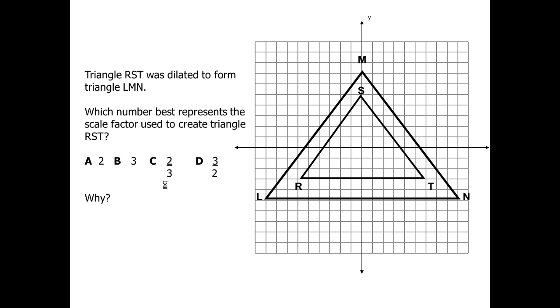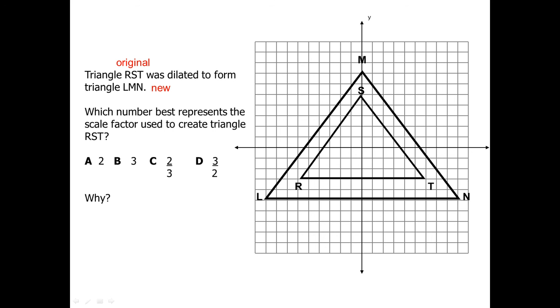So here we have another one. Triangle RST was dilated to form triangle LMN. And it says which number best represents the scale factor used to create triangle RST. So you first of all want to remember which one is the new one and which one is the original. RST was dilated, so RST you can think of was changed to form LMN.